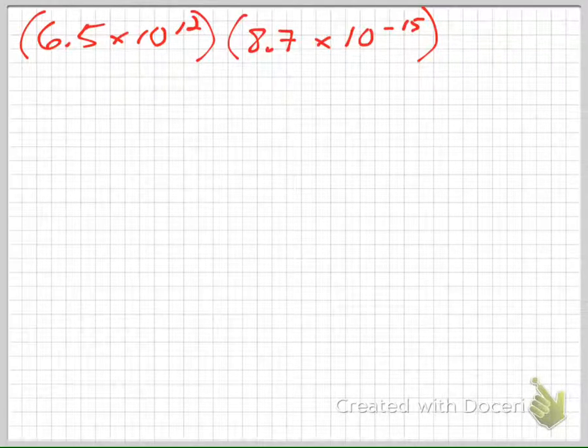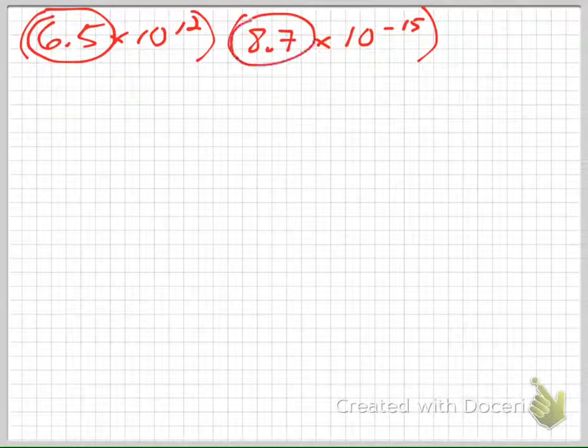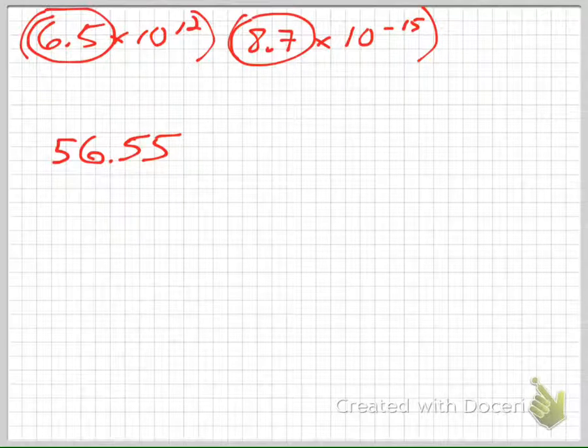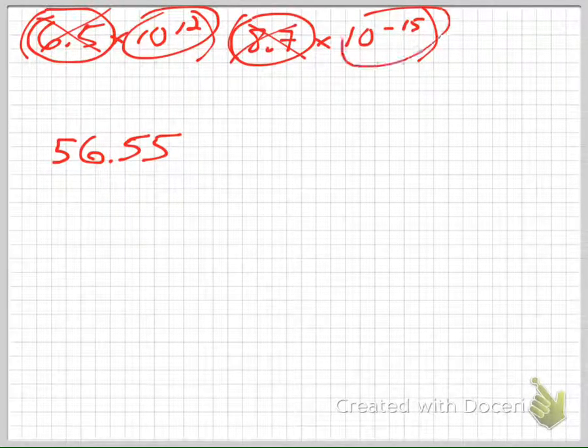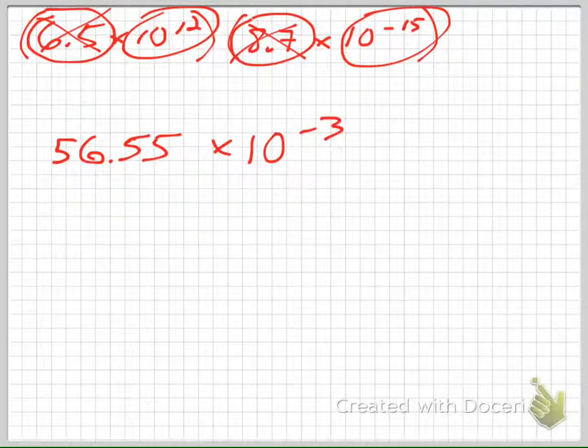First thing I do, the numbers, right? 6.5 times 8.7. What's that come out to? 56 point what? Okay, 56.55. Good. They're done. And now I have 10 to the 12th times 10 to the negative 15th. When I combine them, what is that? Times 10 to the, right? 12 plus negative 15 is 12 minus 15, negative 3.